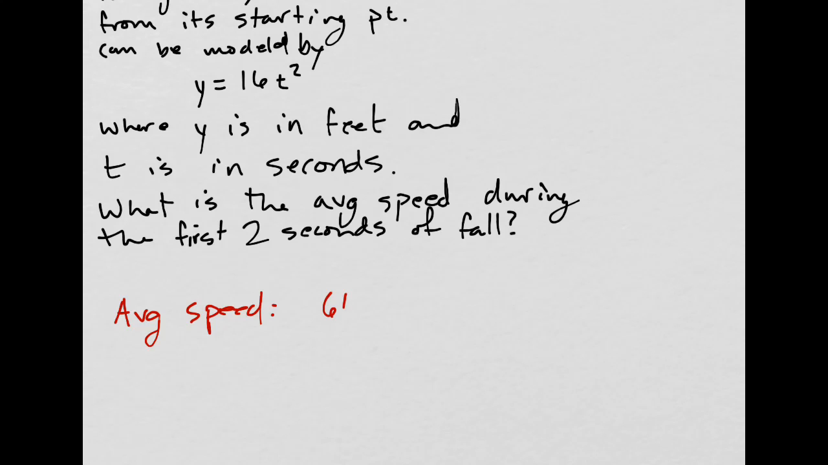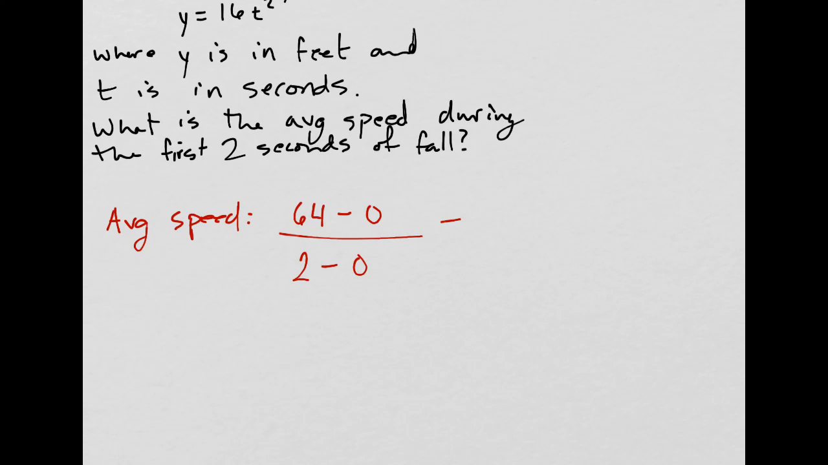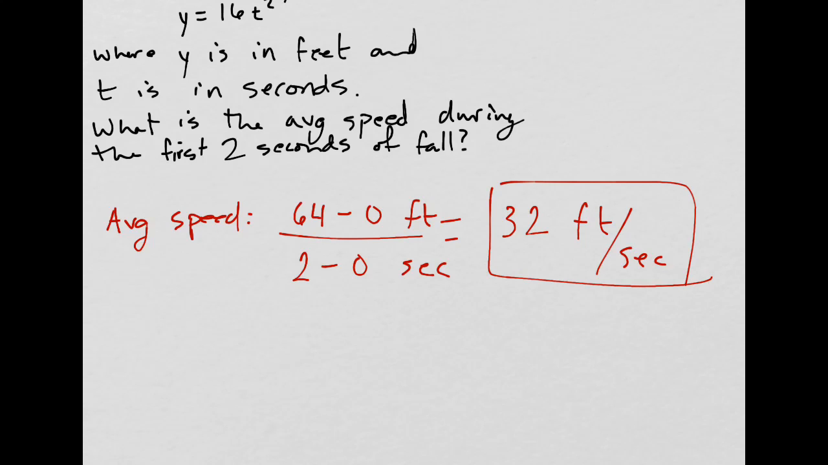So we can go 64 minus 0, that's the feet, the ending position of the ball at 2 seconds, and then 2 minus 0. So I'm just cutting it in half, which is 32. This is in feet, this is in seconds, so I would have 32 feet per second. That's the average speed during the first 2 seconds. It doesn't mean it's traveling this fast at 2 seconds. It means all total, that's how fast it was traveling on average.